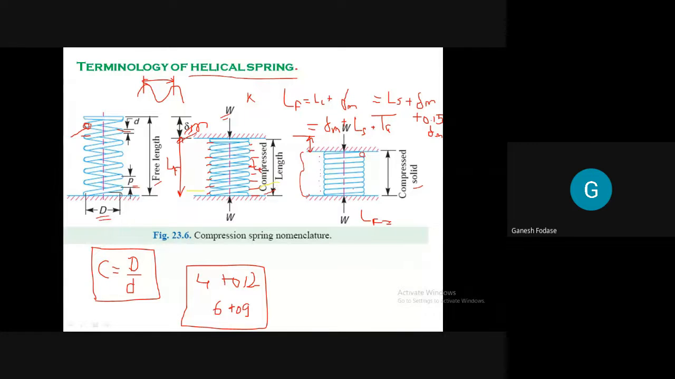Yes. So it should be at the compressed length. There should be some gap between the wires to resist the force. So under the maximum load, it should have LC, not LS. And what is the difference between LC and LS? The solid length plus the gap. That's what I'm telling you. And then this LC plus maximum deflection is nothing but your free length. Clear? Yes, sir. Okay. Any other doubt?